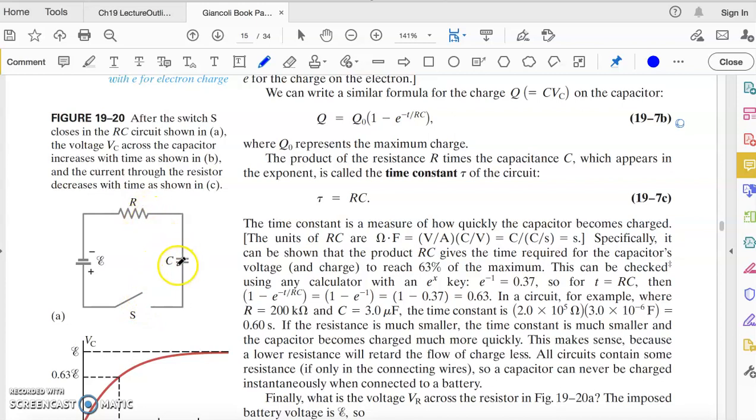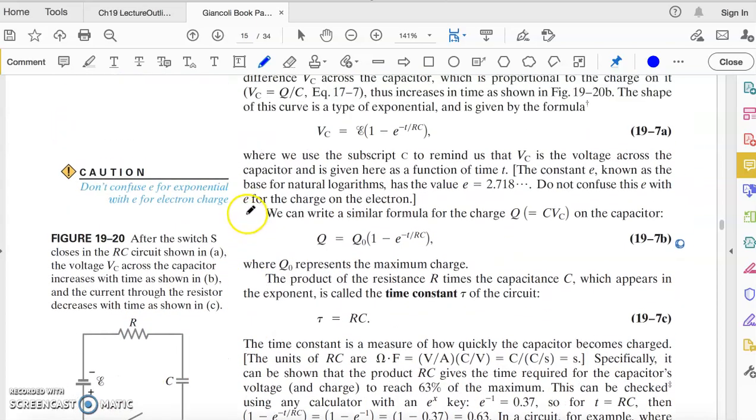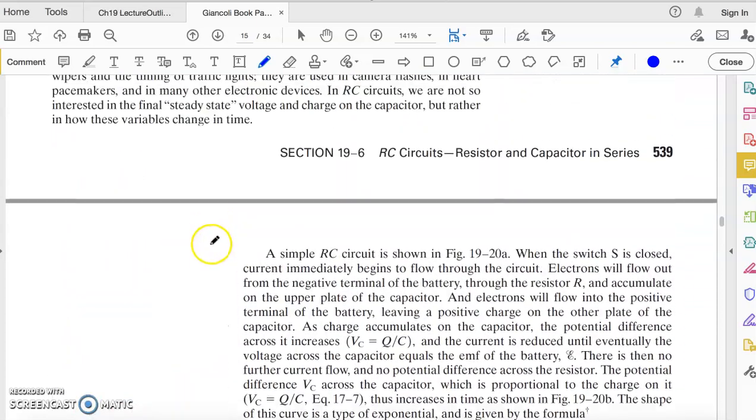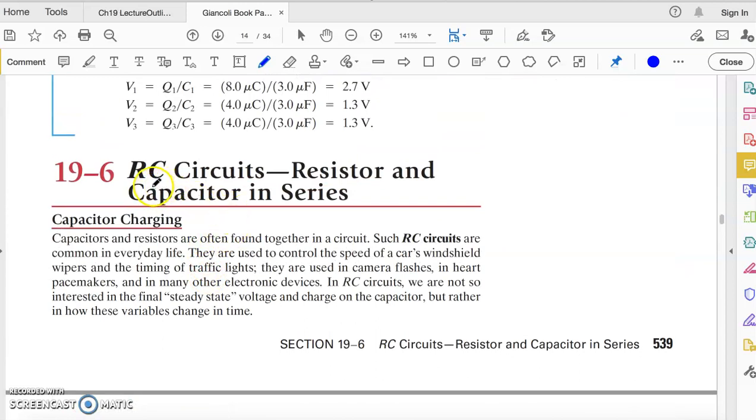So it's an easy circuit. It's supposed to be an easy circuit with a resistor and capacitor connected in series. They cannot be connected in parallel. This is the condition of the RC circuit. You can read the title, resistor and capacitor in series.